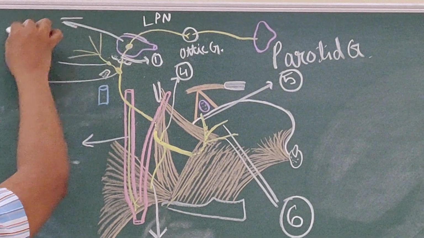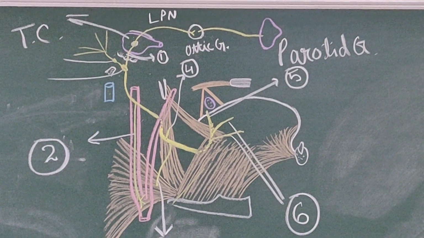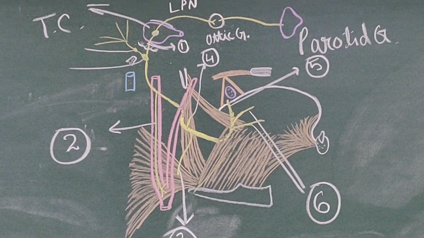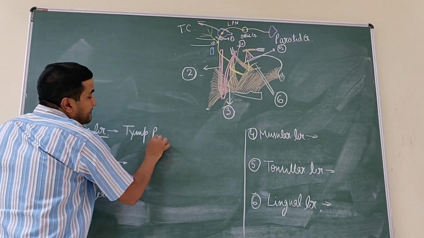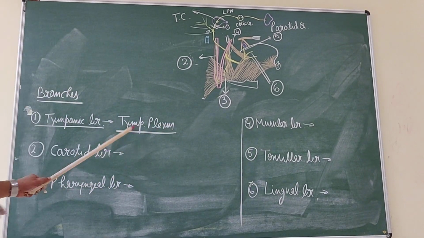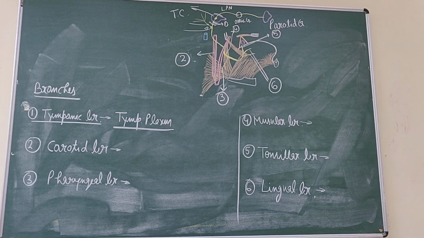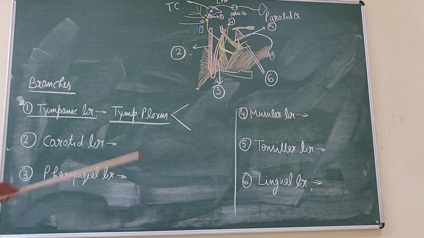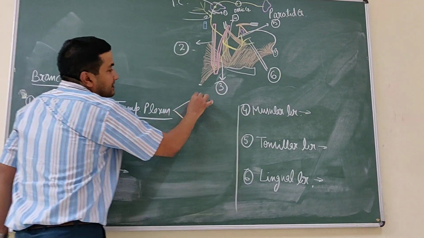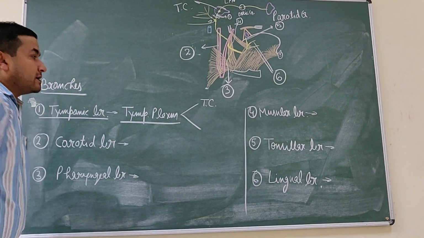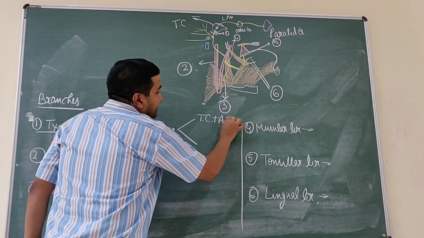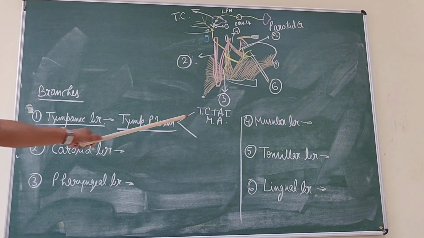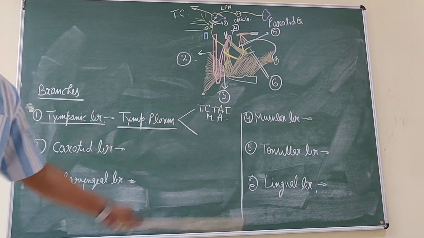This is the tympanic cavity. On the medial wall of the tympanic cavity, this tympanic branch participates in the formation of the tympanic plexus. This tympanic plexus is present in the middle ear cavity, on the medial wall, on the promontory. Through the tympanic plexus, it supplies the tympanic cavity, the auditory tube, and the mastoid antrum. Small branches from this plexus give sensory supply to this region.